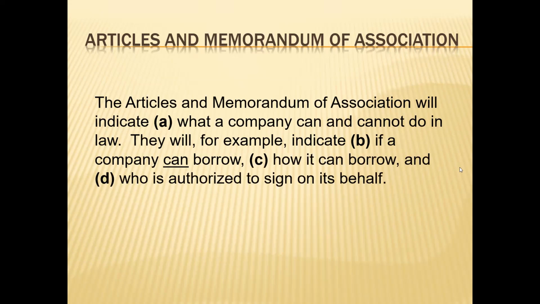Then it'll be C, how it can borrow. And D, who is authorized to sign on its behalf. Okay, so it'll say the articles of Memorandum of Association will A, indicate what a company can and cannot do in law. They will, for example, indicate B, if a company can borrow, C, how it can borrow, and D, who is authorized to sign on its behalf. Okay.